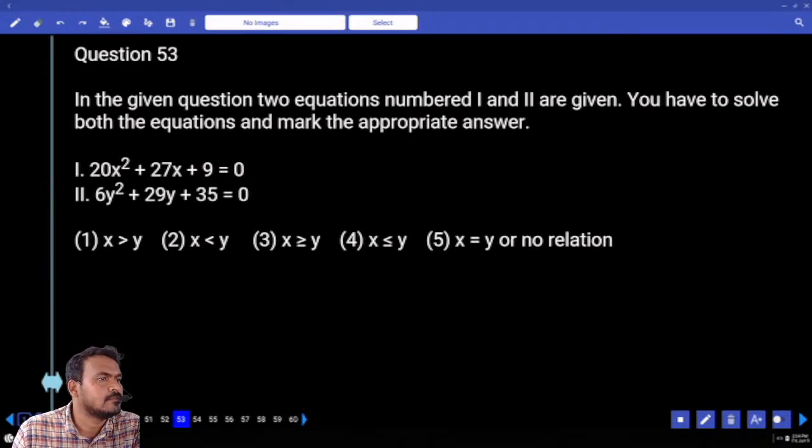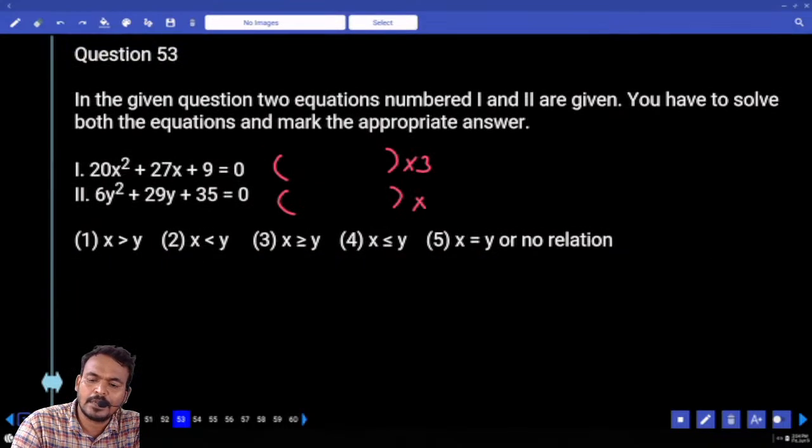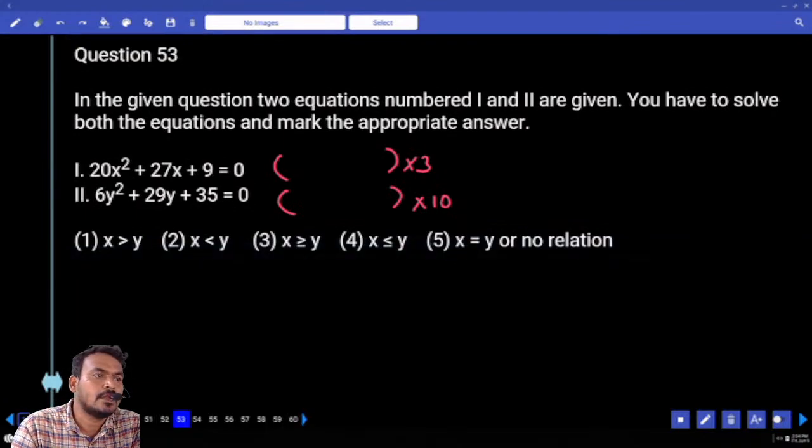LCM of 20 and 6 is 60, or not? 20, how many times? 3 times. Means x roots multiplied by 3 times. 6, how many times? 10 times. Y roots multiplied by 10, or not?